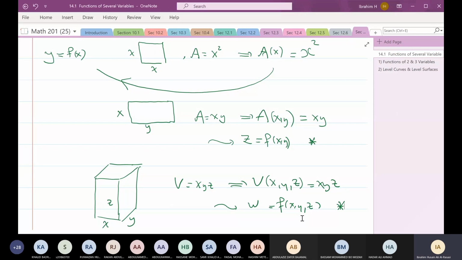So this is the introduction of these 2 chapters, 14 and 15. You will have applications as we go on, not now. So this is the introduction here.